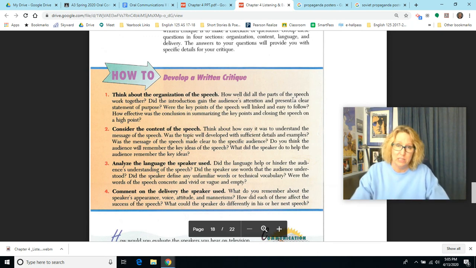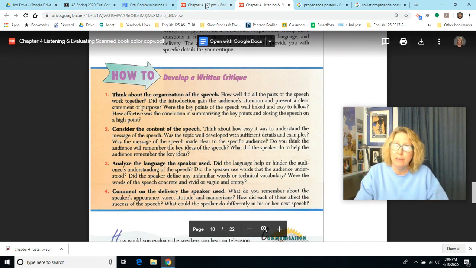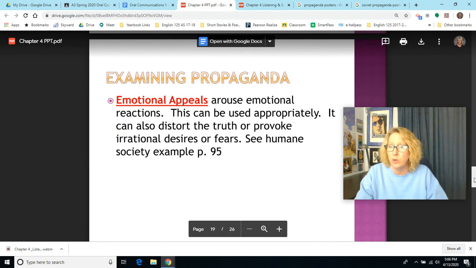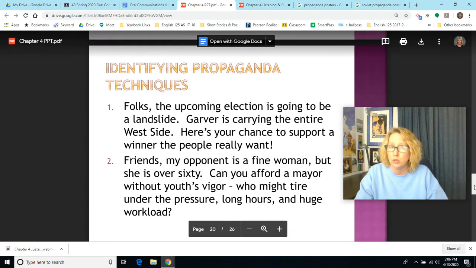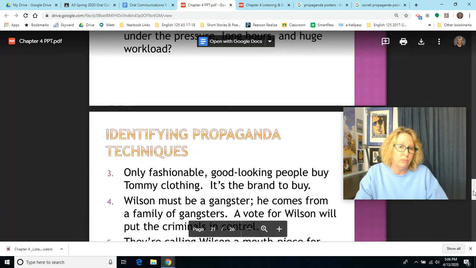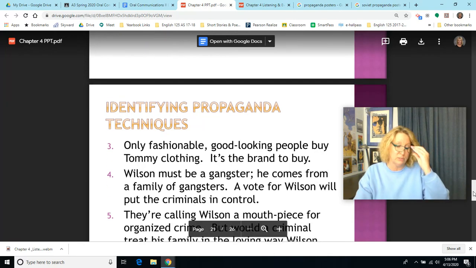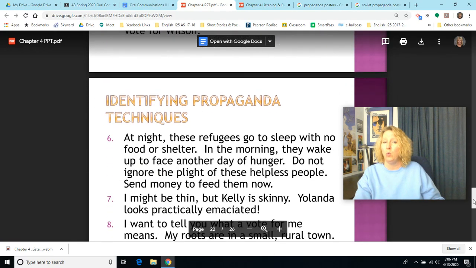So that's it for chapter 4, listening and evaluating. You can always use the PDF to review and help to answer the questions that you'll find on Google Classroom. There's also a place at the end of the PDF where you can examine different types of propaganda techniques and see how well you did, guys.